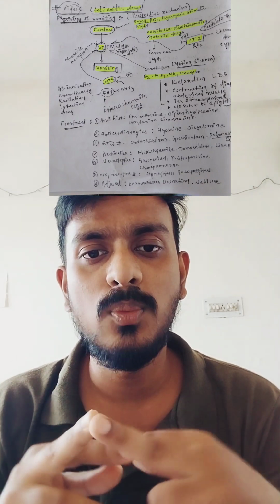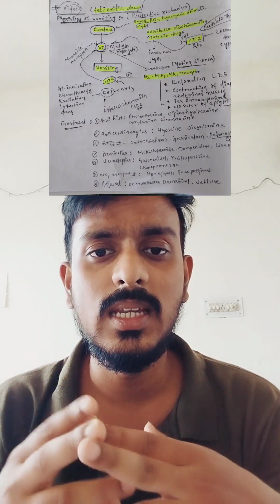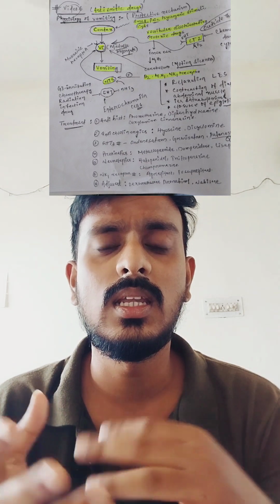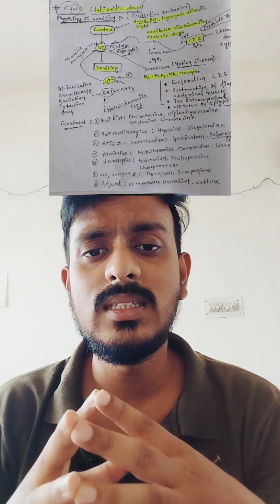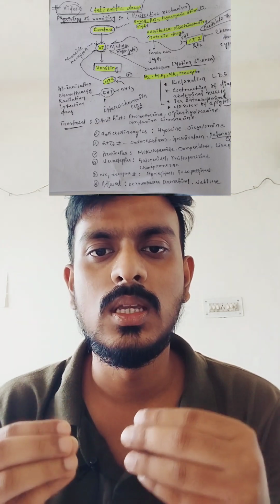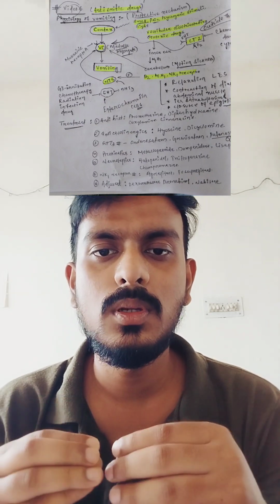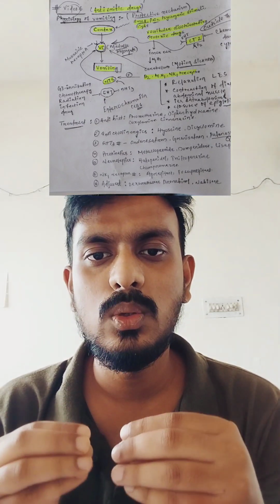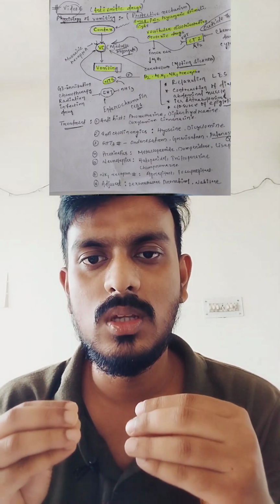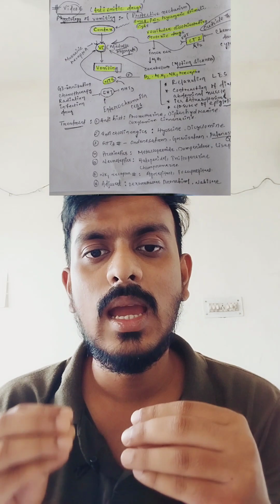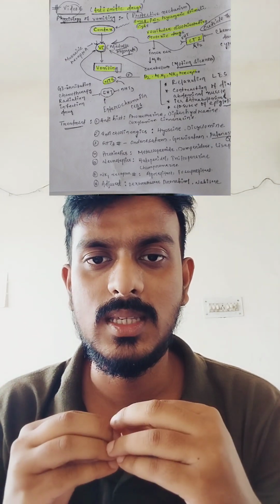The second way of causing emesis is through your GIT. If there is any GI irritant drug, or any drug that irritates your GIT mucosa, it can release 5-HT, that is serotonin. Serotonin is basically released from the enterochromaffin cells. After the release of serotonin, it binds to the 5-HT3 receptor in the nucleus tractus solitarius, that is NTS, and this NTS stimulates your vomiting center.